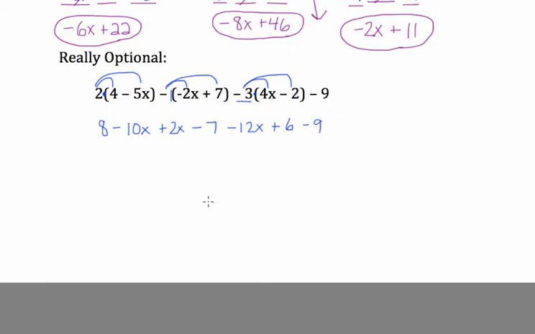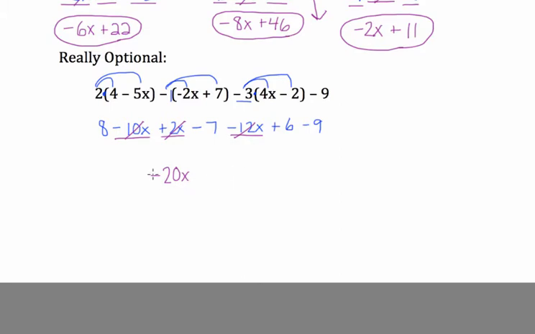So I have now distributed. Now I need to add up my like terms. So let's see. I'll do my variable terms first. Negative 10x, positive 2x, and negative 12x. Those are all like terms. They end in an x. So think money. You lose $10, you gain back 2. So now you're 8 in the hole, and you lose 12 more. Well, if you're 8 in the hole and you lose 12 more, you're in the hole 20. Negative 20x.